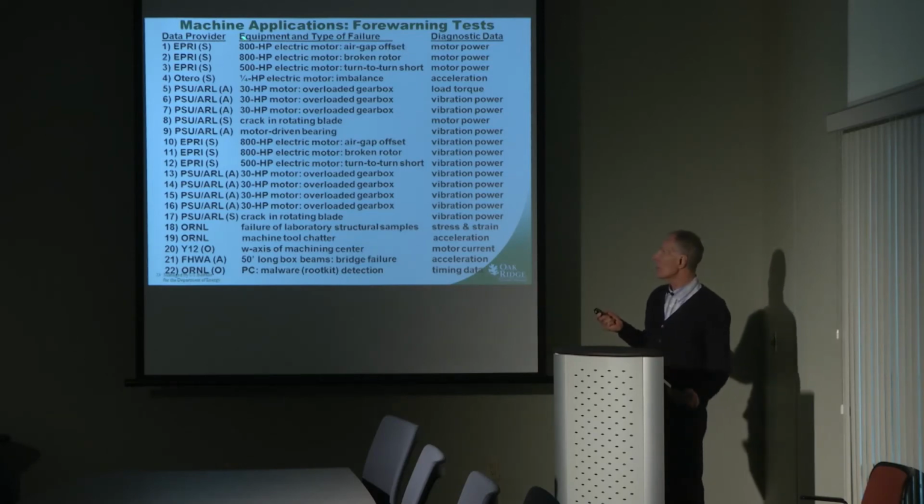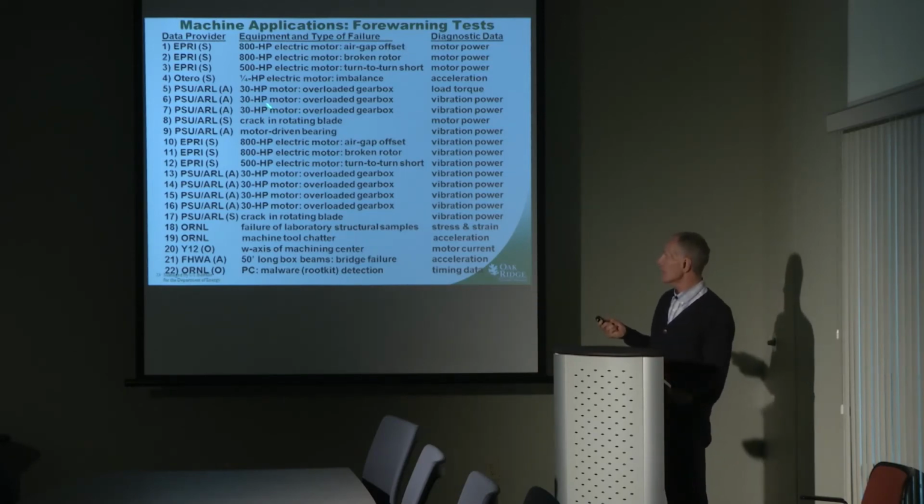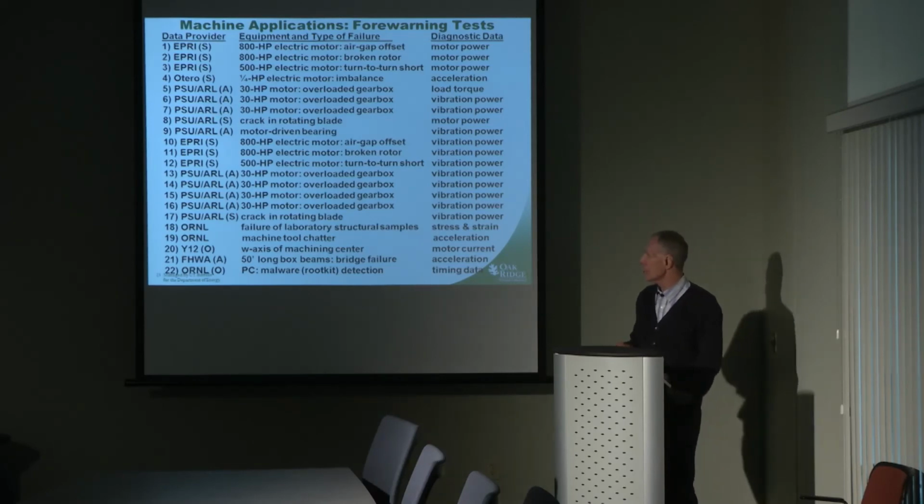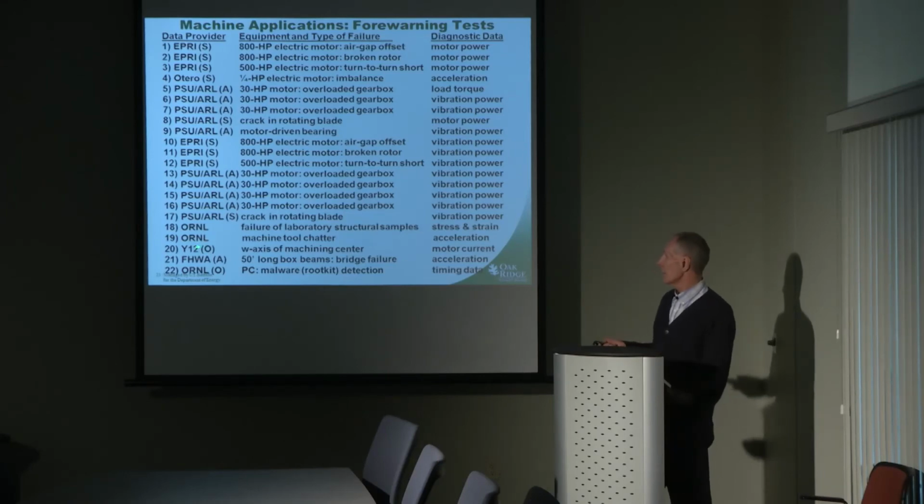The various equipment here are large motors, medium-sized motors, small motors. There are also a variety of motor-driven components, for example, a blade, a bearing, a gear, and there are a variety of motor failures here: air gap offset, broken rotor, imbalance, turn-to-turn short, and so on. The A's here indicate accelerated failures. The S's indicate seeded faults, which then led to the failure. And there are two examples here of operational failures.